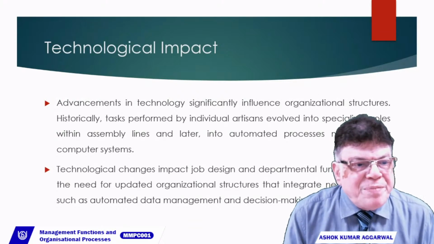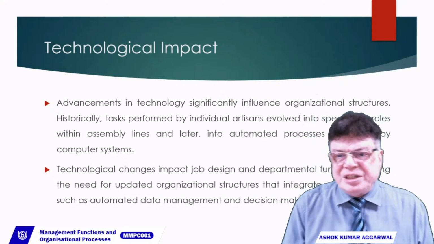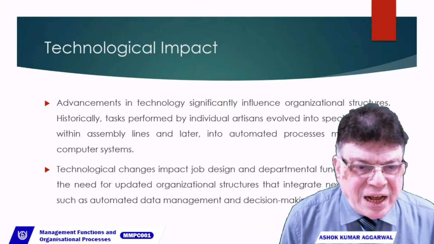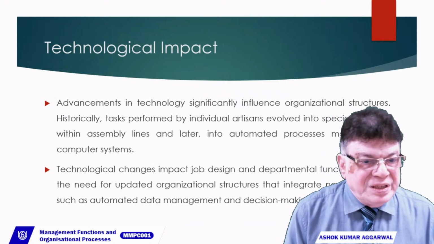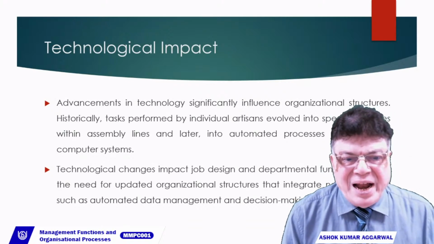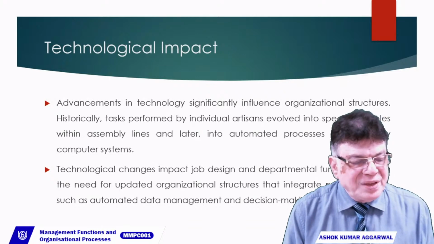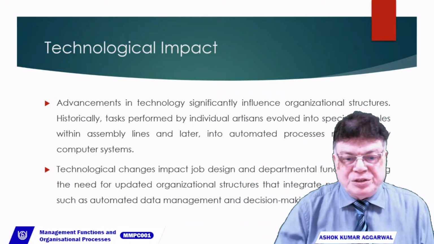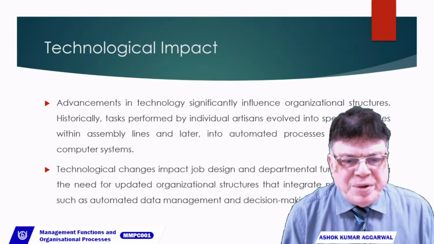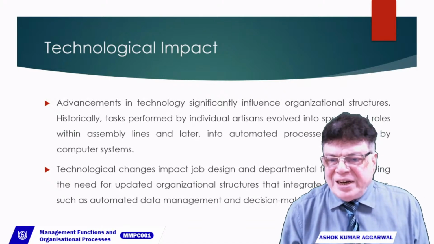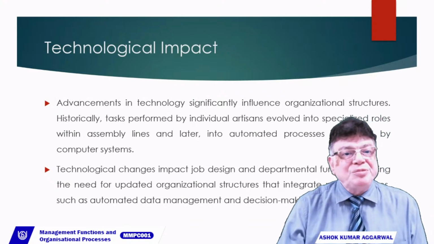Next is technological impact. Advancements in technology significantly influence organizational structures. Historically, tasks performed by individual artisans evolved into specialized roles within assembly lines and later into automated processes managed by computer systems. Technological changes impact job design and departmental functions, driving the need for updated organizational structures that integrate new processes such as automated data management and decision-making systems.